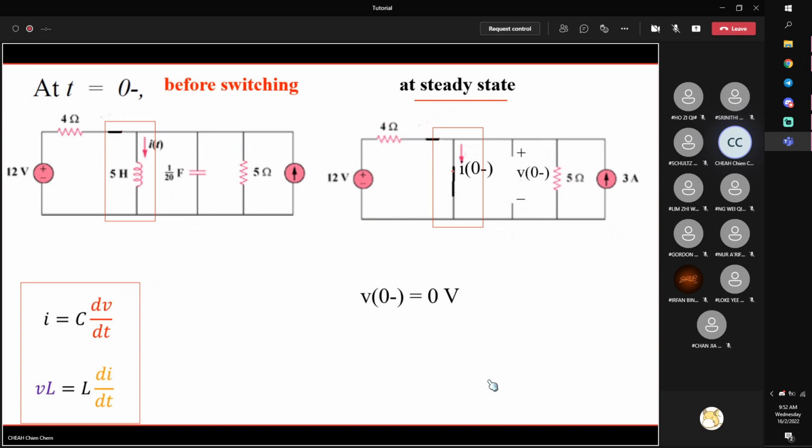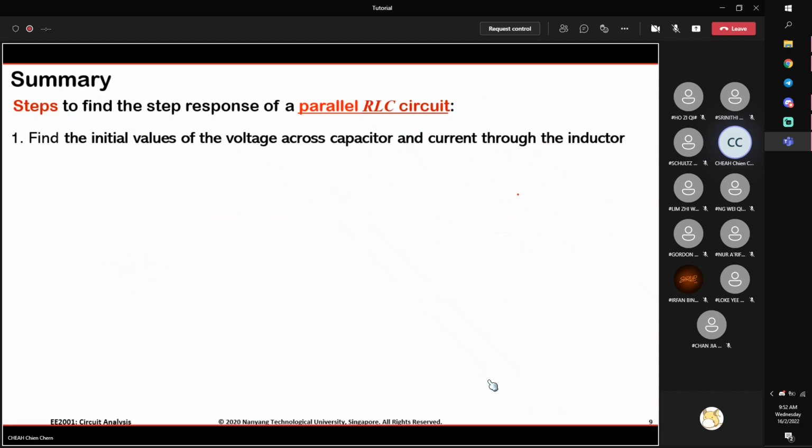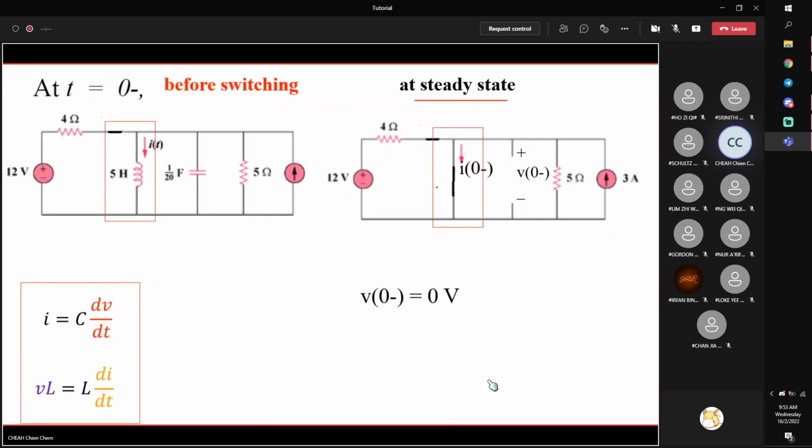Take note, before switching, we know that the voltage across the capacitor, which is also the voltage across the resistors and inductor, they are all equal to 0, right? They are all equal to 0. Now this means that the voltage across the capacitor is equal to 0, right? We are interested in the voltage across the capacitor and current through the inductor, because they cannot change suddenly. So now we have found that the voltage across the capacitor is 0 because, right, the inductor has shorted and forced it to become 0.